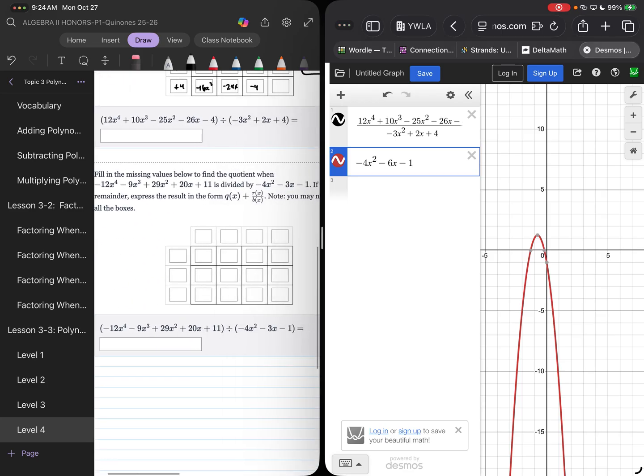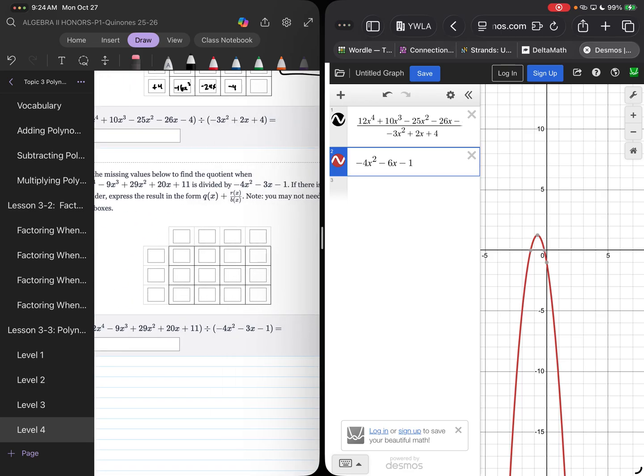Would we like one more, or do we feel confident enough to begin Delta Math? Let's head over to Delta Math. Rest of the time is for you to work on your Delta Math assignment.